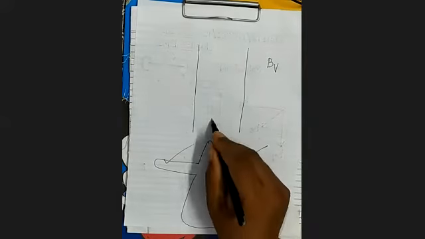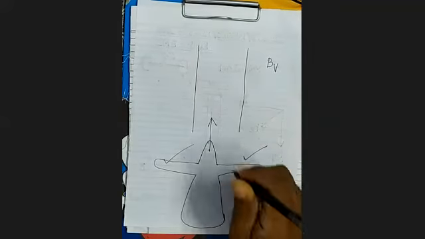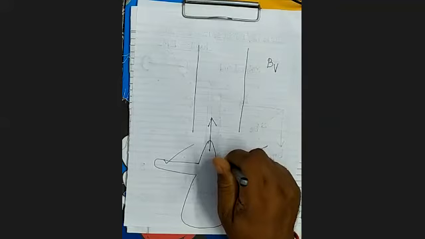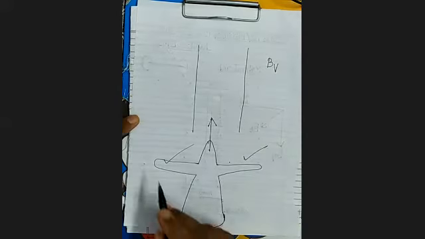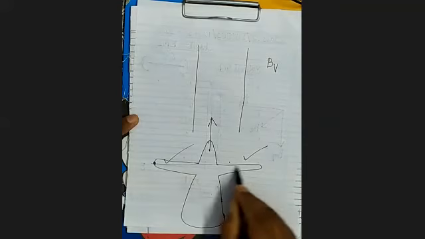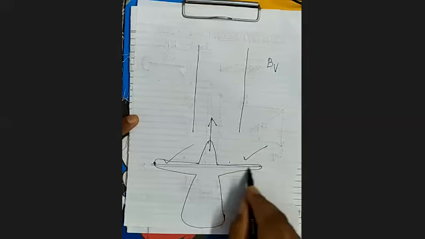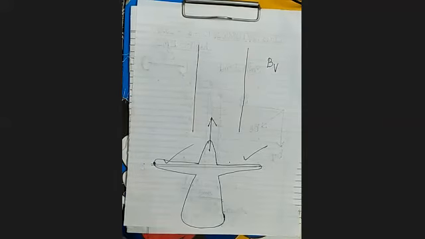These are the wings of an aeroplane. When the aeroplane is flying horizontally, it is cutting which flux lines? The vertical component of Earth's magnetic field. Because of that, what will happen? An EMF will be induced across the wings of the aeroplane. So see here.